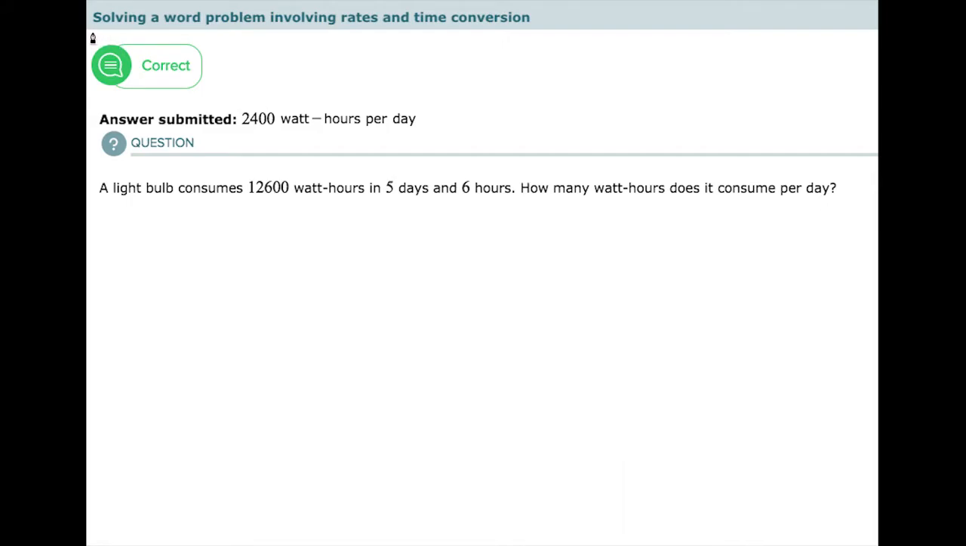Hi everyone. We're going to be going over solving a word problem involving rates and time conversion. So this person got this correct, but let's see how they got it correct.